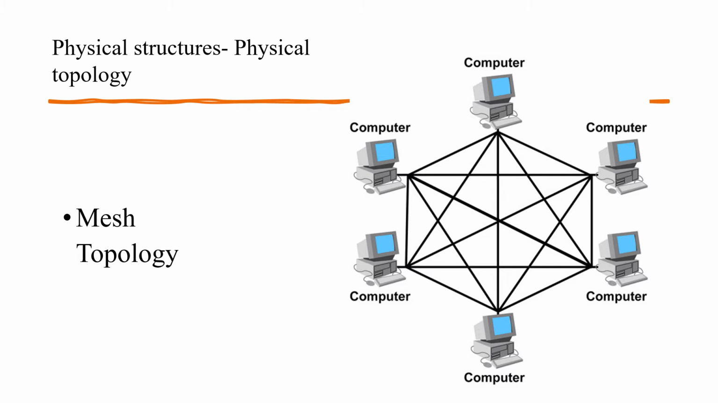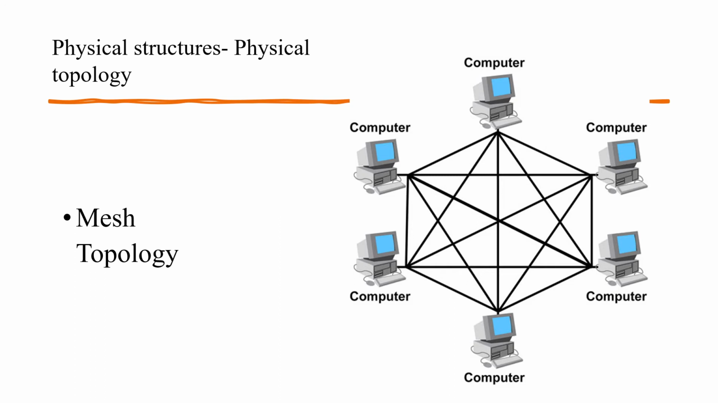In a mesh topology, we need n(n-1)/2 duplex-mode links. To accommodate that many links, every device on the network must have n-1 input-output ports to be connected to the other n-1 stations. So what is the advantage of this particular mesh topology? The use of dedicated links guarantees that each connection can carry its own data load, thus eliminating the traffic problems that can occur when links must be shared by multiple devices.